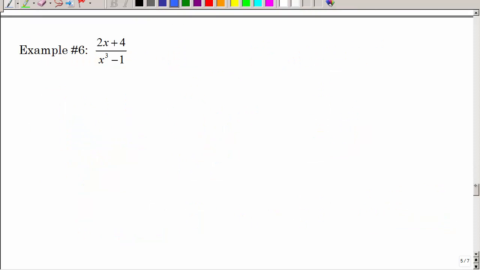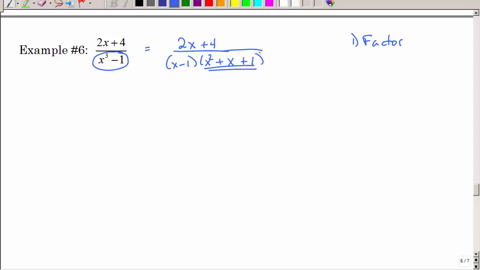Let's look at this last example. How would I know that those are quadratics? Well, x cubed minus 1, that's not quadratic. The first step you always have to do is factor the denominator. So you have to remember how to factor those cubes. You might have to go look it up, but this is how it factors. And this trinomial is quadratic. It has the x squared, and it does not factor any further. So I have a linear and a quadratic.